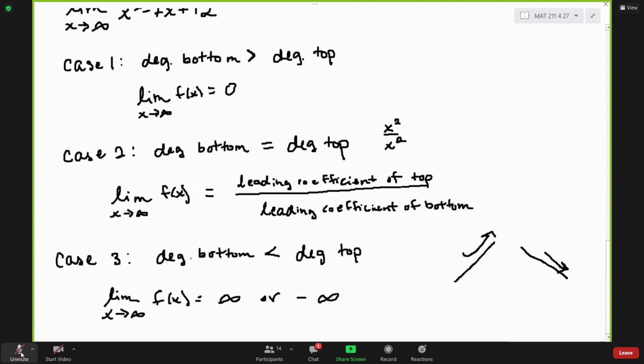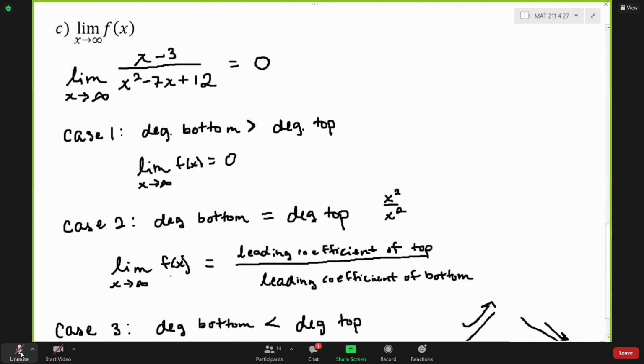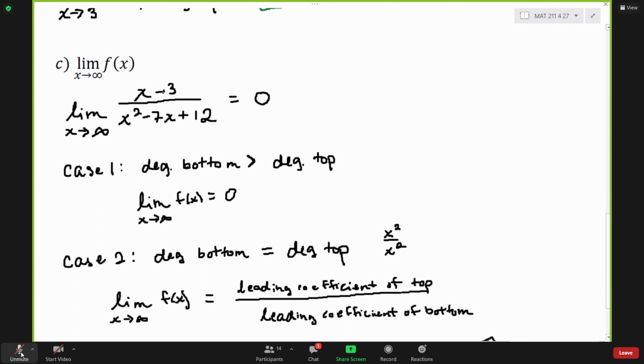So from a conceptual standpoint, we kind of talked about this when we were doing L'Hopital's rule in chapter 4 also. If we think about this function, x minus 3 over x squared minus 7x plus 12, this x on top is going towards infinity, and the bottom is also going towards infinity. But the bottom has a higher degree, which means it's growing faster.